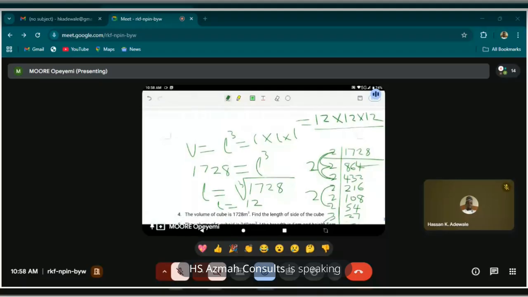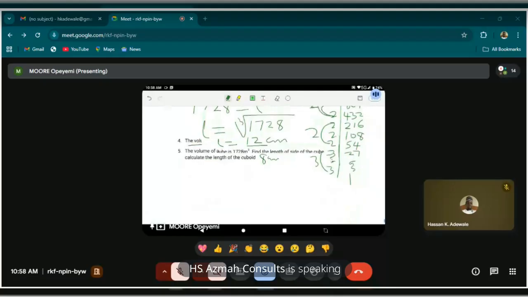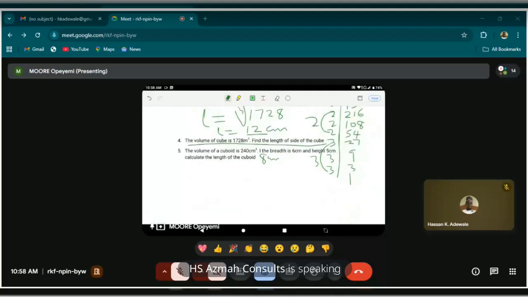Thank you. So the length in this number 4 is 12. Find the length of side of the cube. The length is 12 centimeters. Now the last question. So we got the one using 3.